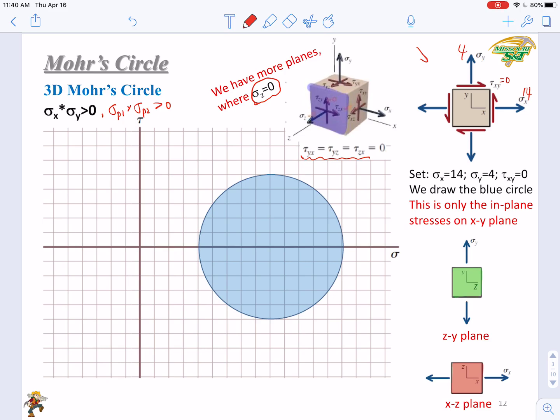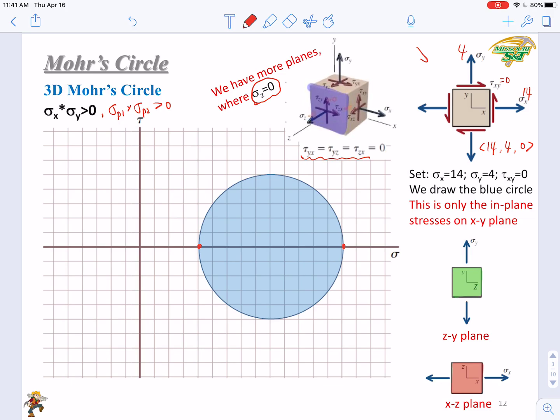Okay, so let's analyze the in-plane stresses on the xy plane first. Okay, let's draw a Mohr circle for the xy plane. At this xy plane, so you have these 3 components. That is 14 along x direction, 4 along y direction, and tau xy 0. Okay, to draw the basic Mohr circle for the xy plane, first of all we need to find these 2 points, right? Two normal stress points are 14 and 4. Okay, let's see. Here's the 14 and 4.